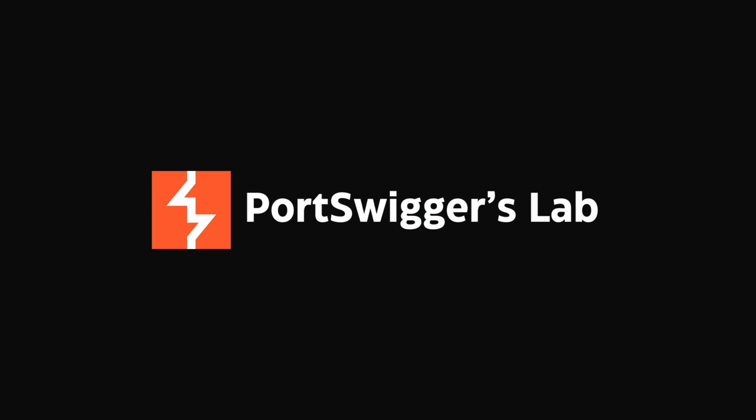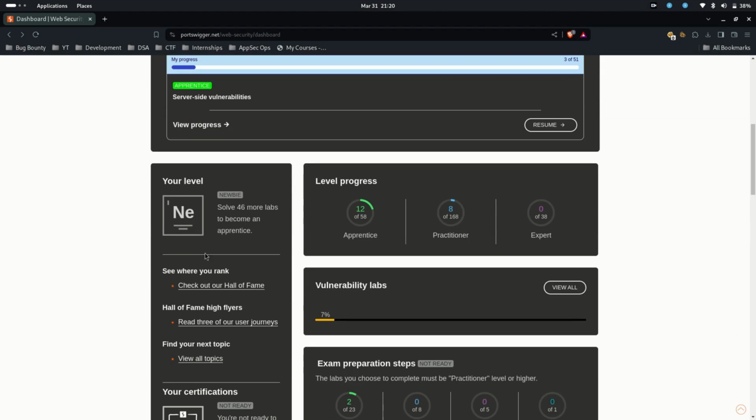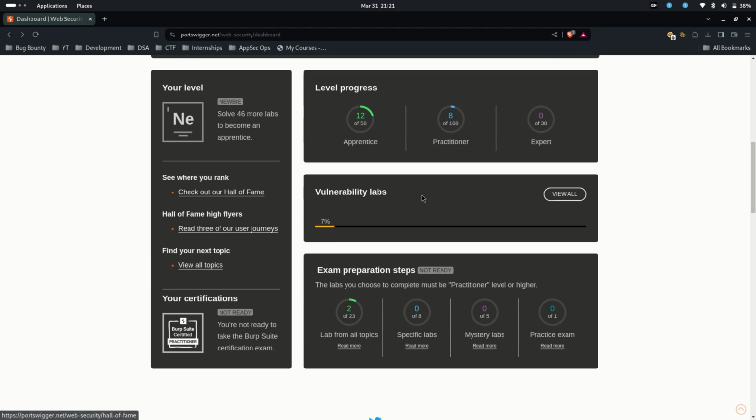The next is PortSwigger's Web Security Academy Labs. This is the place to start for anyone who wants to learn about web hacking. Moreover, the platform is totally free. They have multiple labs for multiple web vulnerabilities. These labs would definitely train you for professional hacking and bug bounty careers.